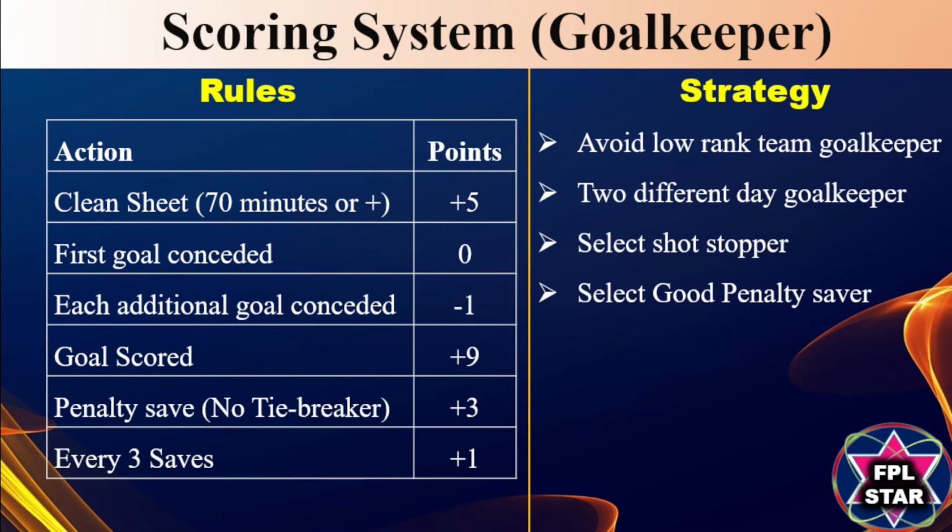And obviously go for 2 different goalkeepers, because if your goalkeeper is not playing well and they concede, you can obviously change him, and you should obviously select a shot stopper, because there is a save point, and for every 3 saves you can get 1 point. Even if your goalkeeper conceded a goal but he saved a lot, like 9 shots, then you can get 3 points, and that's why you should go for a shot stopper goalkeeper.